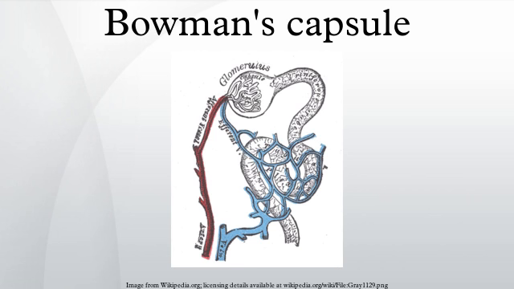Filtration barrier: the filtration barrier is composed of the fenestrated endothelium of the glomerular capillaries, the fused basal lamina of the endothelial cells and podocytes, and the filtration slits of the podocytes. The barrier permits the passage of water, ions, and small molecules from the bloodstream into the Bowman space. The barrier prevents the passage of large and/or negatively charged proteins.